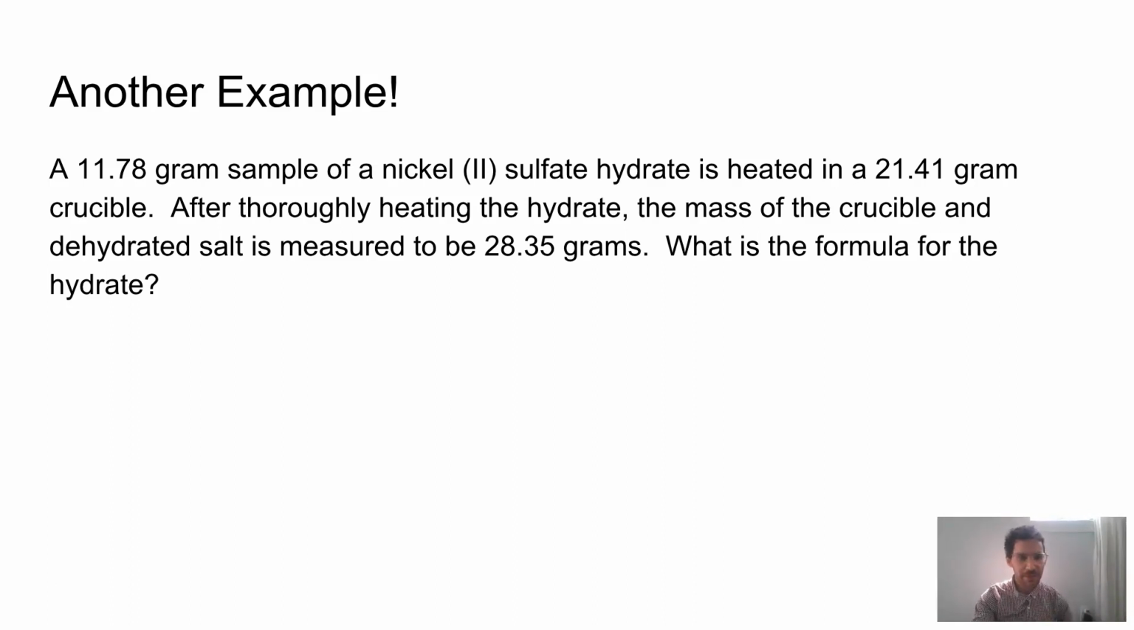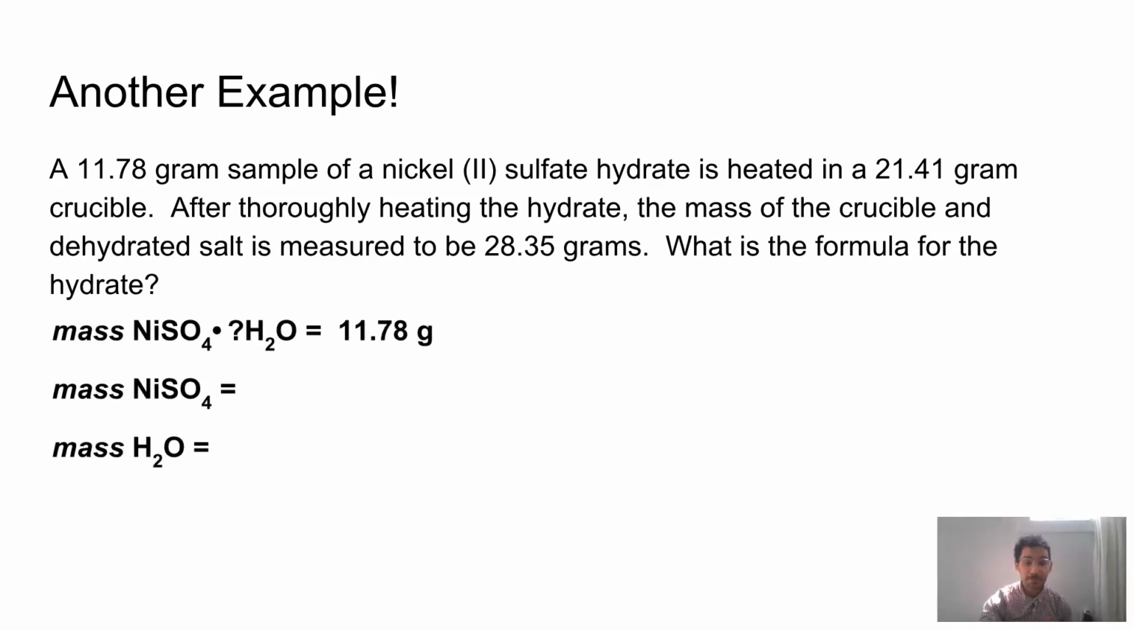Cool, let's do this. So we know here our mass of the hydrate, and that's all we really know for certain at this point. But we can calculate our mass of the pure salt because we know the mass of the crucible, and we know the mass of the crucible and the salt together. So we'll do the mass of the crucible and salt minus just the mass of the crucible. So that's going to be 28.35 grams minus that 21.41 grams for that crucible. That tells me that the pure salt weighs 6.94 grams.